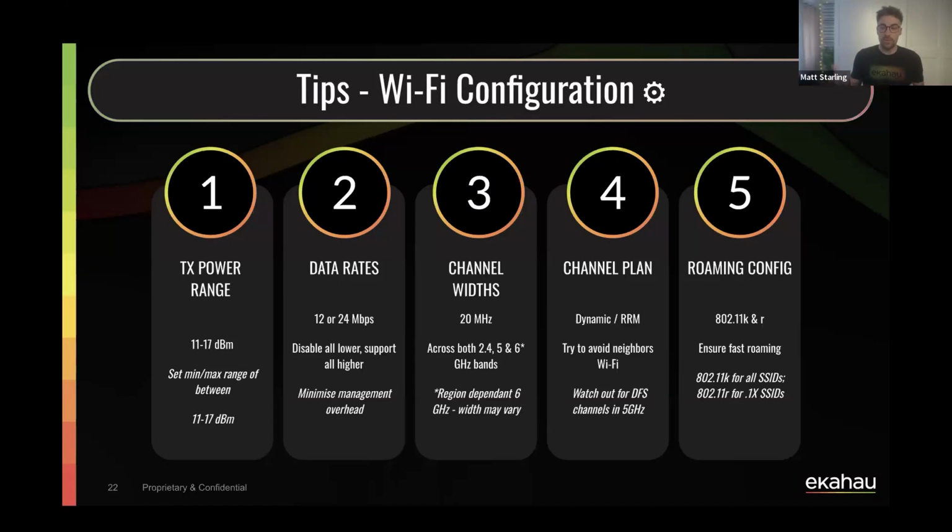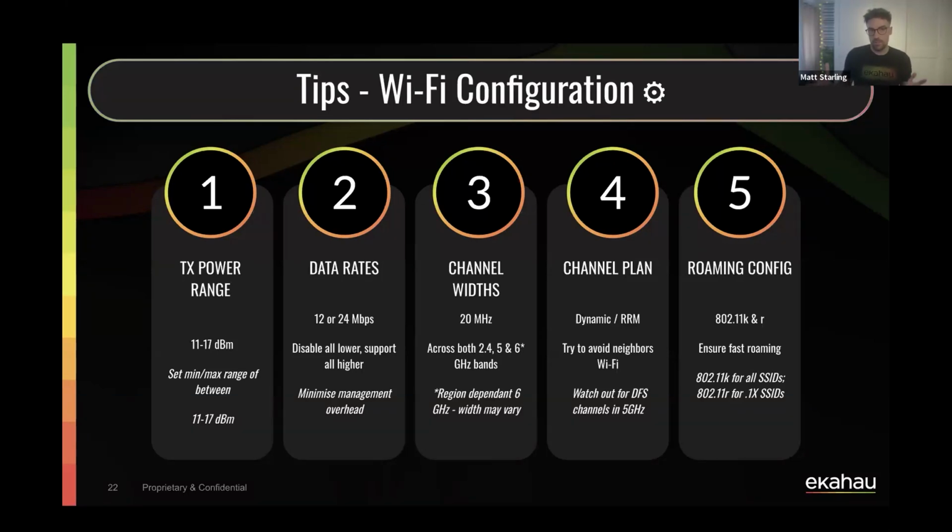Data rates, I think most people here probably use 12 or 24 megabits per second as the minimum basic rate for the configuration of your networks. Sometimes you might go lower if you need to support some of these older devices, but we're talking pretty old devices now. And then sometimes you might go a little bit higher, but as a rule of thumb, this works pretty well.